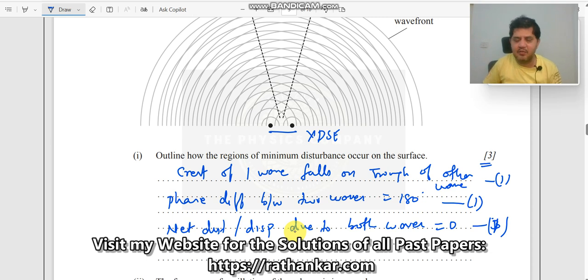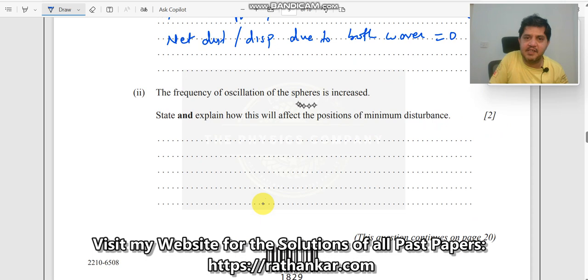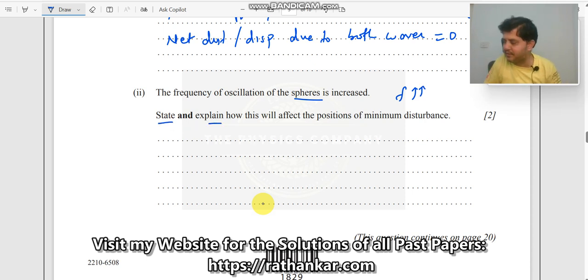It is not a question of how much knowledge you have, but you should also know how to represent it properly in your paper. Okay, let us move on to the next one. The frequency of the oscillations of the spheres is increased. State and explain how this will affect the positions of the minimum disturbance.